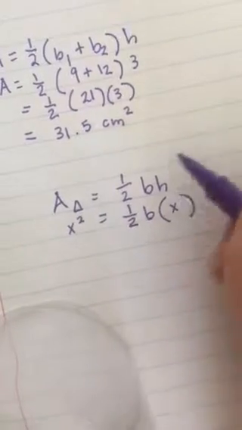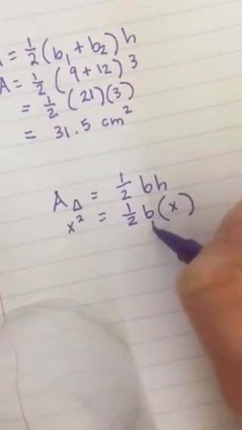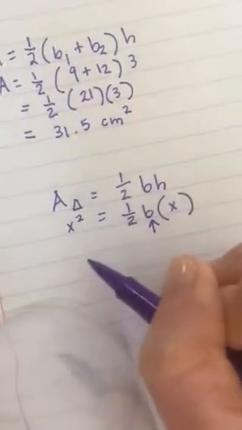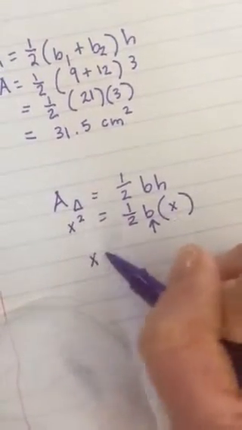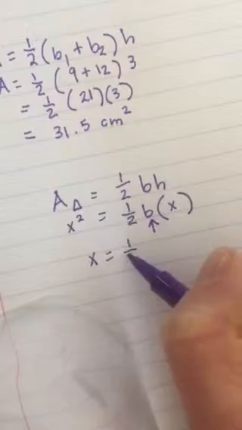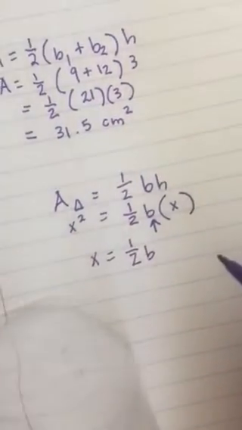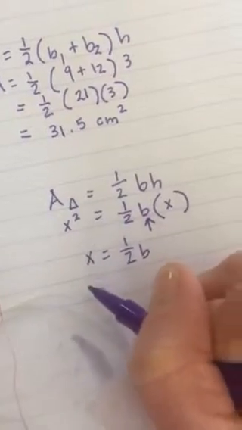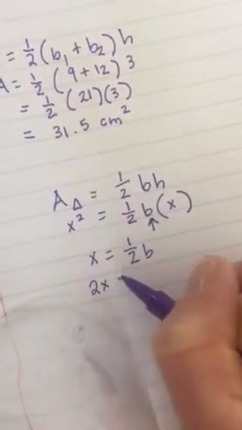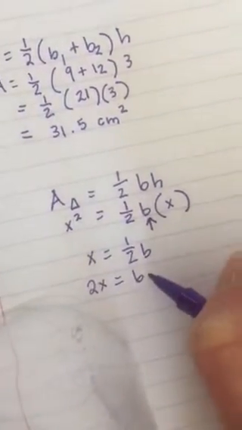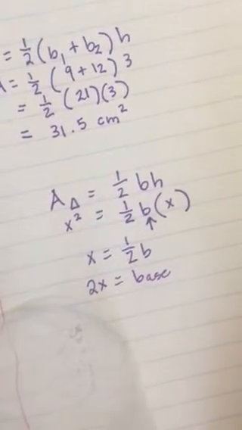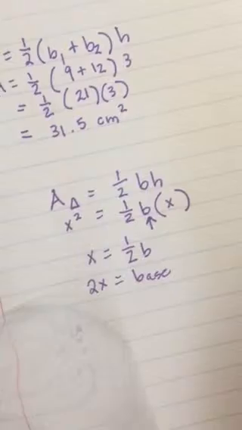Okay, so let's start solving for base. One thing I can do is divide both sides of the problem by x, and I will have just x on this side equals 1/2 b, but I still need to get b alone, so I'm going to multiply both sides by 2 to get rid of the 1/2, and my base will equal 2x. So this is my base. So base equals 2x, and that was all that I was asked in that problem.